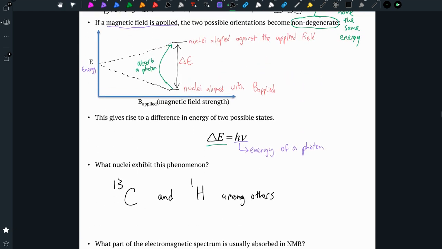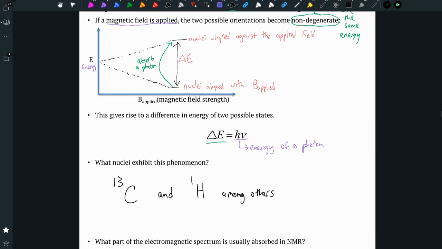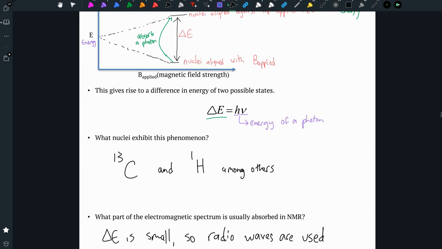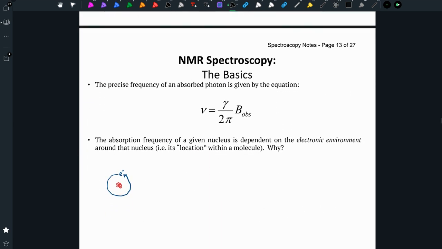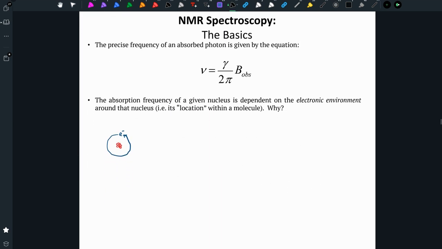All right, so this is the general idea. We use a strong magnet to get this difference in energy, and then we see what wavelengths of light get absorbed, or what radio waves get absorbed, and that will give us an idea of how big that energy gap is. So why is that helpful? Well, the frequency of the absorbed photon is going to be dependent on how strong the magnetic field is for a given nucleus. So this equation here, again, we can ignore this because it's a constant.